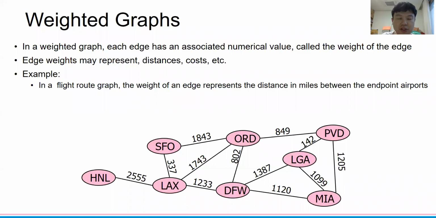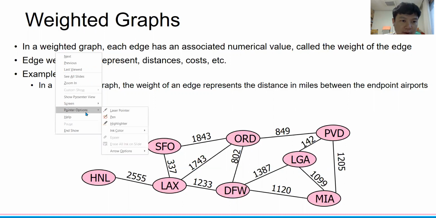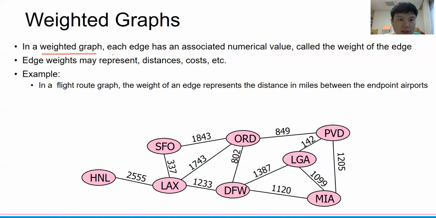In the graph section, we already learned that a graph consists of nodes and edges. But most of the examples we had before were only a graph without a weight on the edge. So we have a weighted graph. A weighted graph means the edge has an associated numerical value. So we have a value to indicate something, for example, distance or cost or other things.